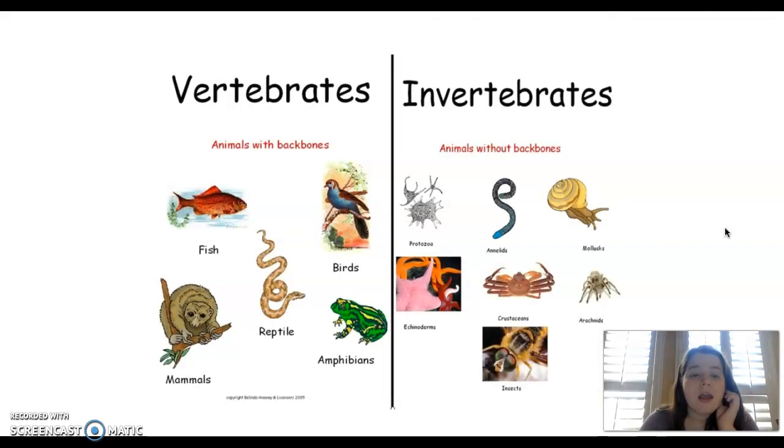So let's go ahead and look at this chart. This is comparing some vertebrates versus invertebrates. Some examples of invertebrates, which is what we're going to talk about next week, are insects. So think about spiders, snails, worms, animals like that that don't have a backbone. But the ones with the backbone, like snakes, gorillas, fish, birds, have backbones. So that's the major difference between vertebrates and invertebrates.